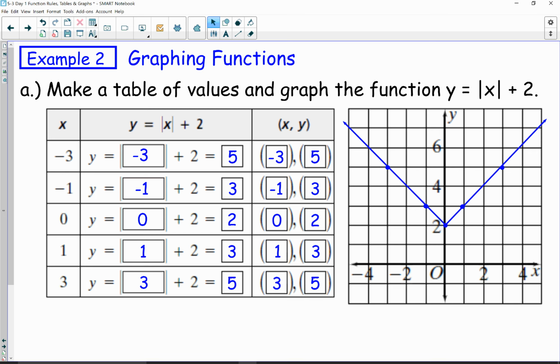Now we have this connected because, again, this would be an example of continuous information or a continuous graph, because this function, again, is not talking about anything in terms of a story problem. So those are automatically continuous, and we automatically connect those.